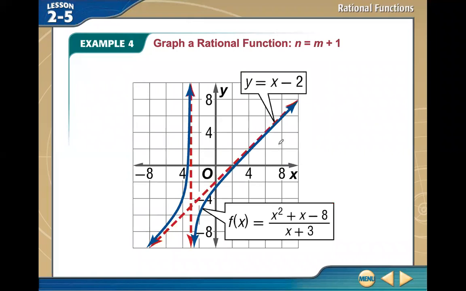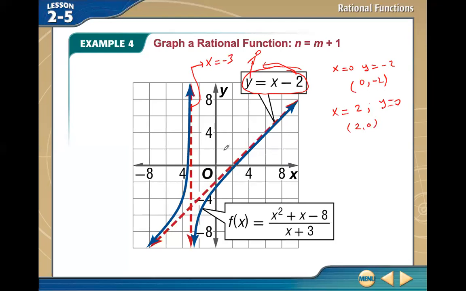So now let's have a look together. Now this is our vertical asymptote, as we said, x is negative 3. Now, how can we draw the oblique asymptote? Since this is a line, when x is 0, y is 0 minus 2, negative 2. So 0 comma negative 2. When y is 0, what is x? When y is 0, negative 2, take to the other side, positive 2. So x is 2. It means 2 comma 0.